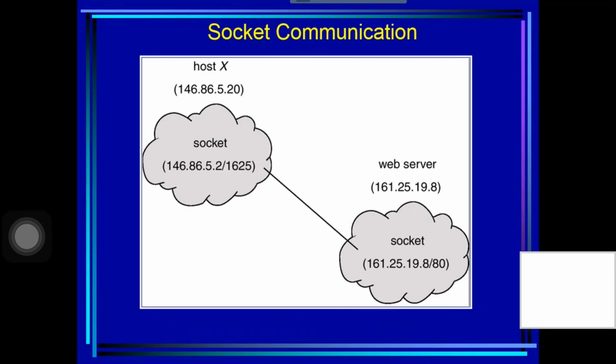All connections must be unique. Therefore, if another process also on host X wished to establish another connection with the same web server, it would be assigned a port number greater than 1024 and not equal to 1625. This ensures that all connections consist of a unique pair of sockets.